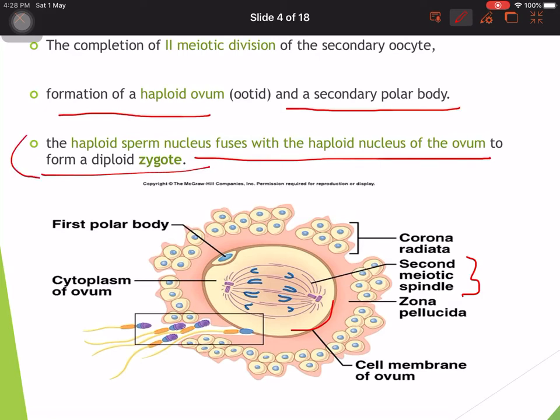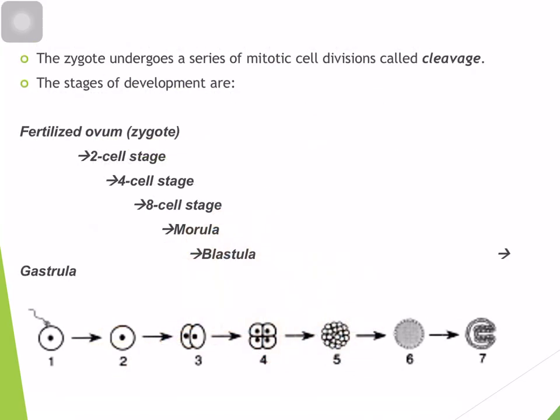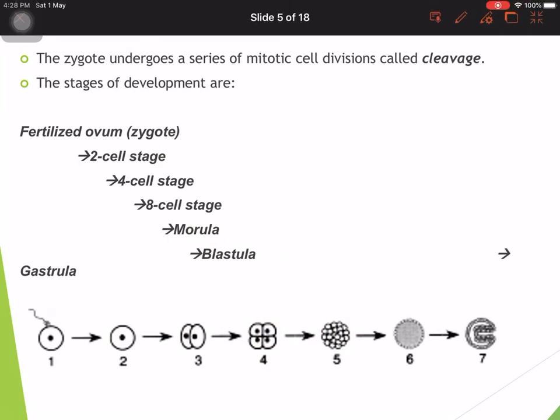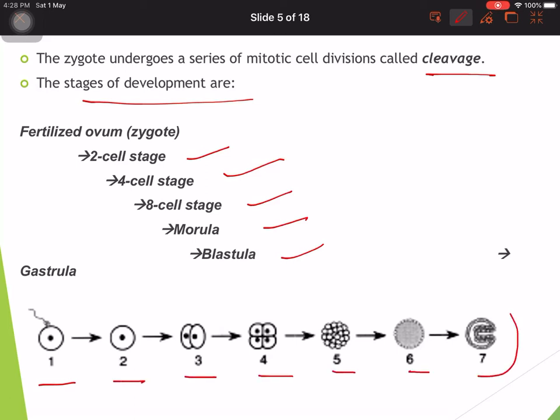So this is how, as we have studied earlier in oogenesis, the stage is stopped at the second meiotic spindle stage, and it completes when the sperm entry takes place. The zygote undergoes a series of mitotic divisions called cleavages, and the stages of development are 2 cell stage, 4 cell stage, 8 cell stage, morula, blastula and gastrula. You can see the different stages from the lower diagram, and the last stage is known as gastrula.